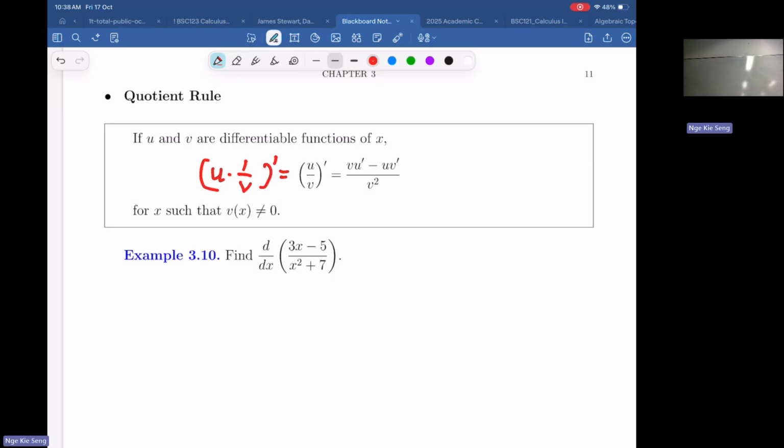Since there's a division here, obviously you want the denominator not to be 0 so that you can apply this formula. This is the golden rule, whenever your formula involves a denominator.